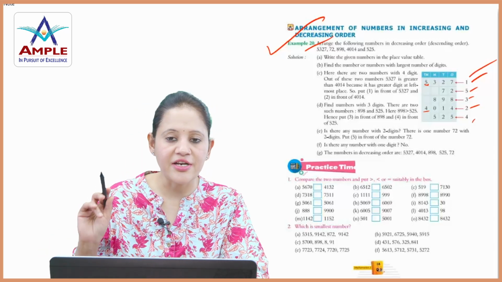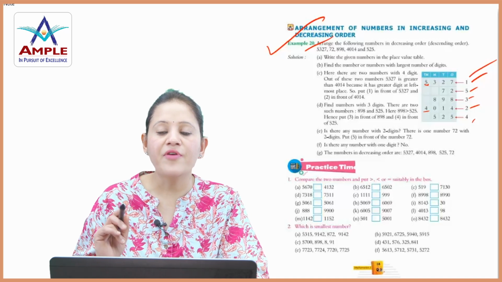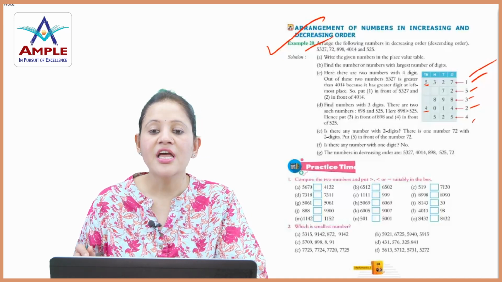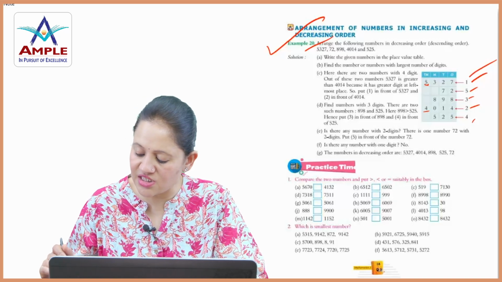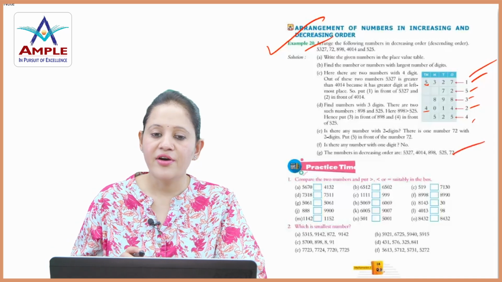So this is how we'll arrange the number. First 5327, then 4014, then 898, then 525, and last number is 72. This is the descending order of the number.